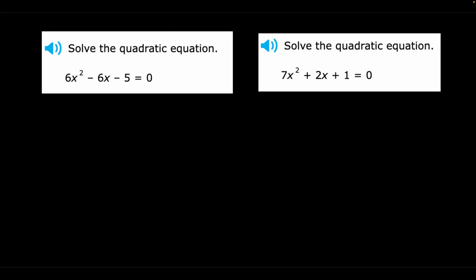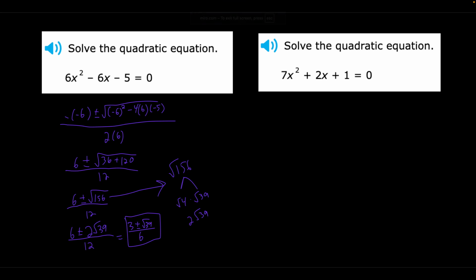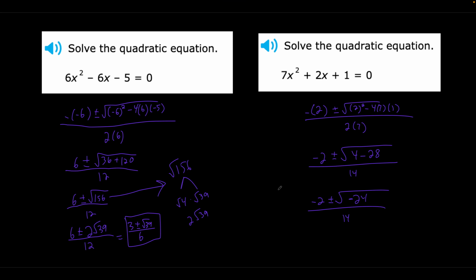Okay, now that you've had time to work these problems, let's check your solutions. Okay, for the first problem, here is the work and final answer. And for the second problem, you might notice something strange here. You're getting a negative under the radical. There are ways to solve negatives under radicals. They're called imaginary numbers, but for this lesson, we're not going to worry about that.